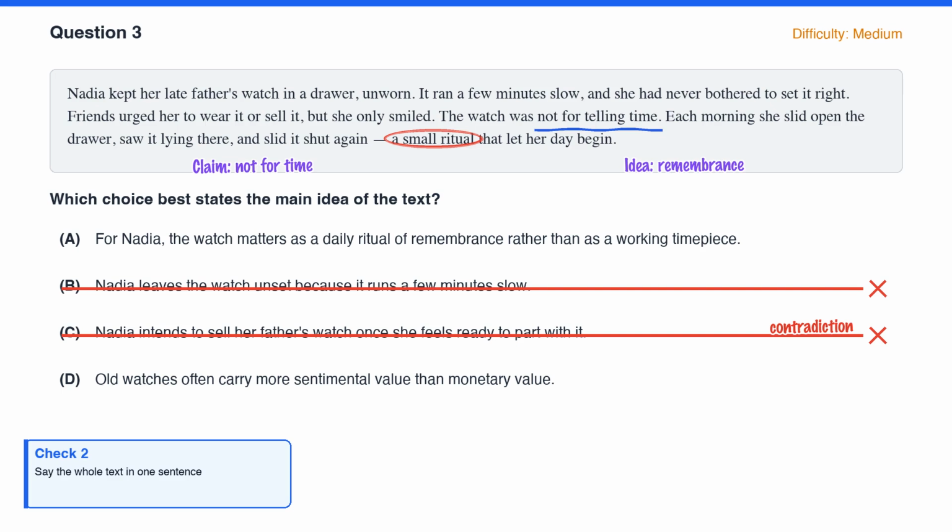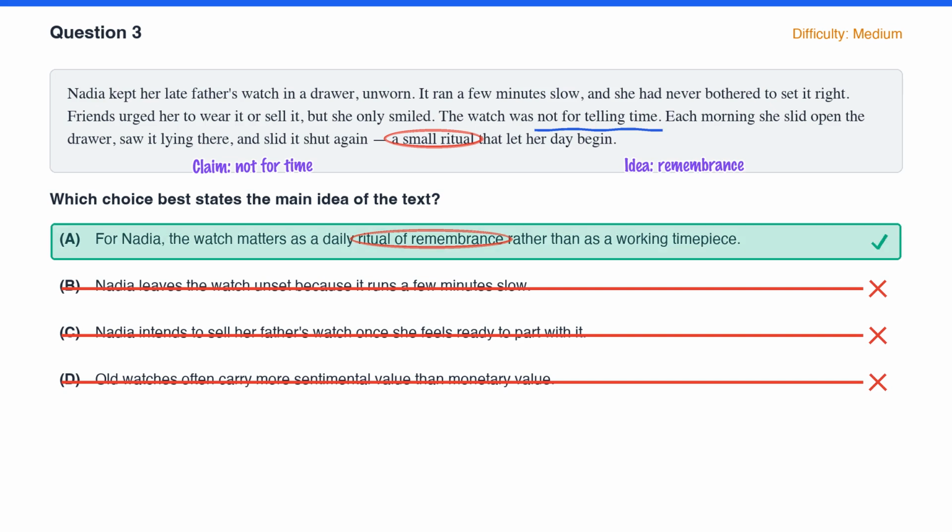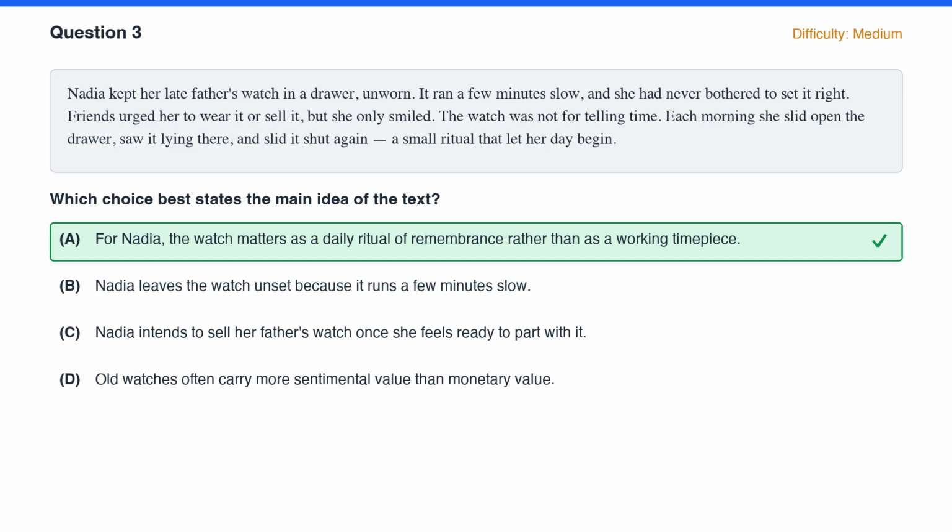Drop it. D says old watches usually hold more sentimental than monetary value. That's a general claim about watches, far broader than this one character. Gone. A says the watch matters as a daily ritual of remembrance, not a working timepiece. That's our sentence. A holds. A captures what the watch means, not what it does. C is the trap that reads in a plan the passage never mentions.